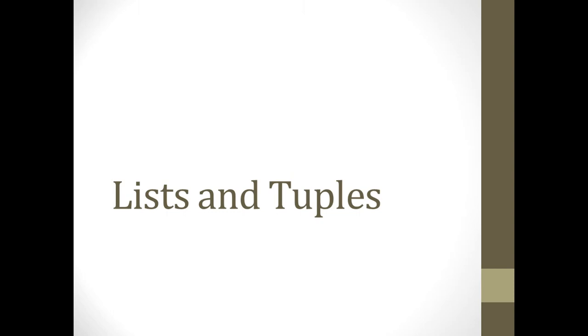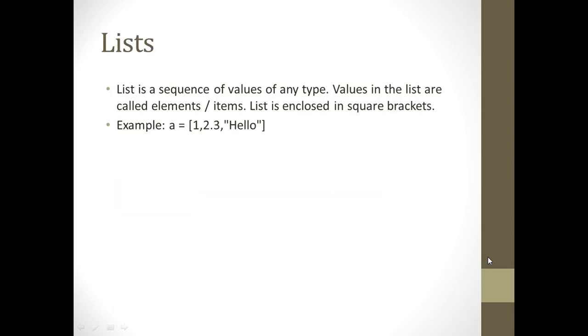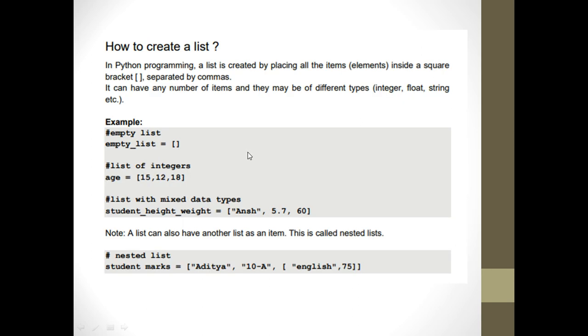Now let us begin with lists and tuples, which is unit 4 in Python. Now lists is a set of values. Now these values can be of any type. So if I take an example, A is a list which has three elements: 1, 2.3, and hello. Each of this is called an element in the list, and a list is given in square brackets.